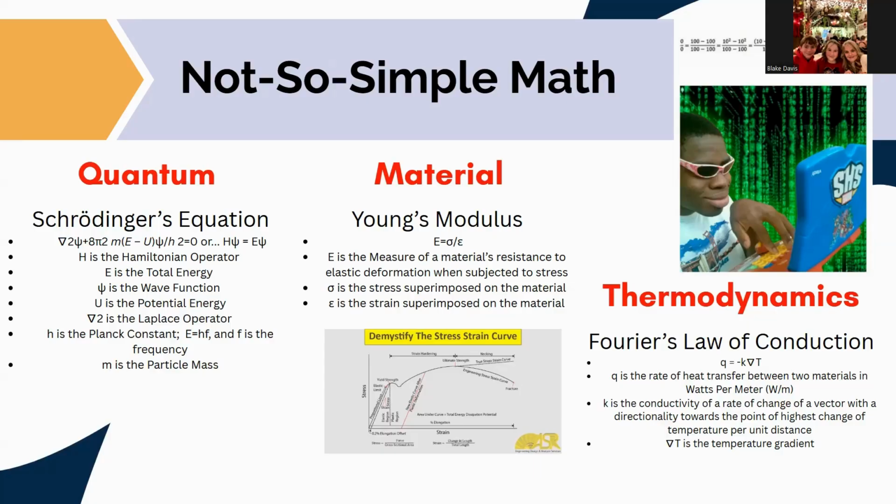So Young's modulus essentially states that a measure of a material's resistance to elastic deformity, or how much pressure it takes for it to be stretched, is equal to the stress superimposed on the material divided by the strain superimposed on the material. Now at the bottom we have a stress strain curve. This is generally used by all the engineers, and the formula is not typically used, but this curve can often be a representation of different materials.